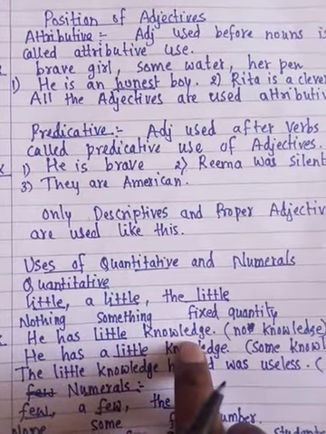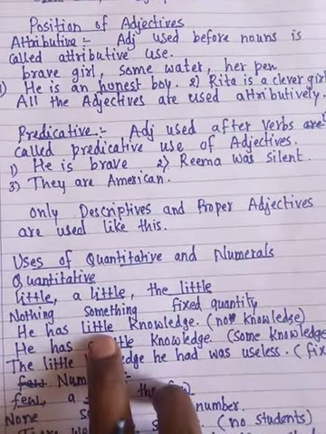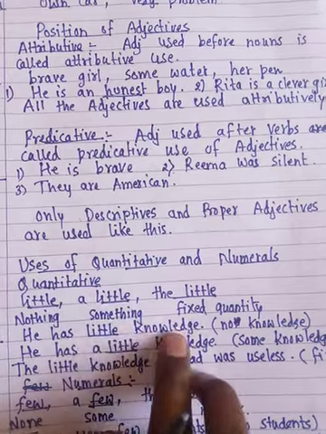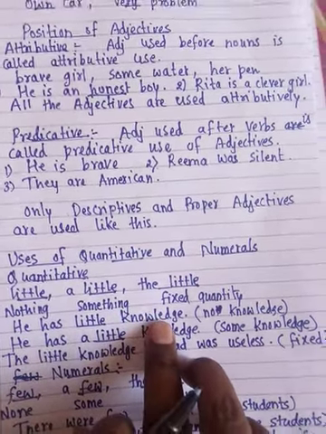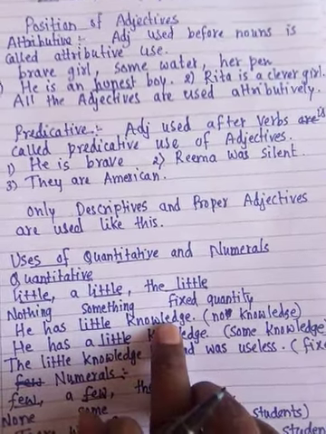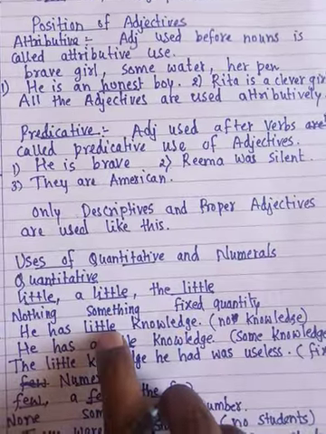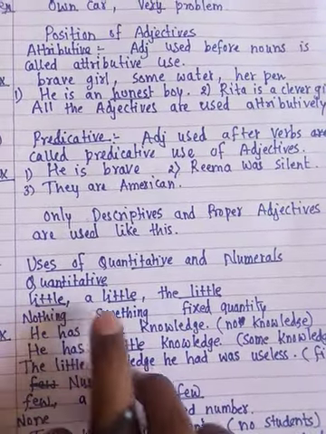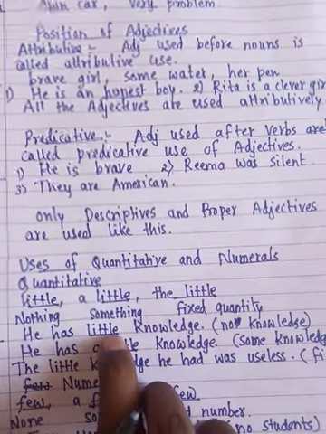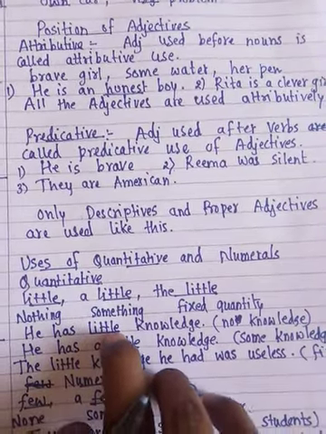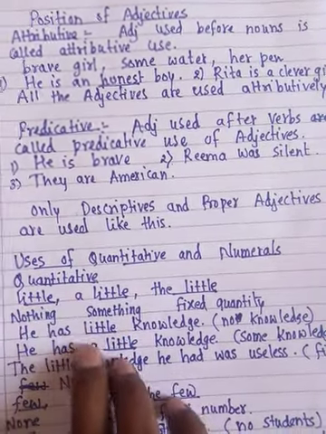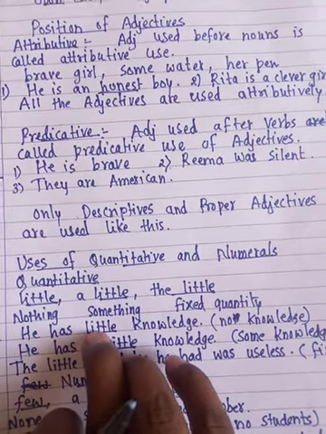He has little knowledge. Now, which word is used after the adjective little here? Knowledge. Can we count knowledge in number? No, we cannot count. So, he has little knowledge means he has not any knowledge. He hasn't, or he doesn't have any knowledge. So, little here means almost no.